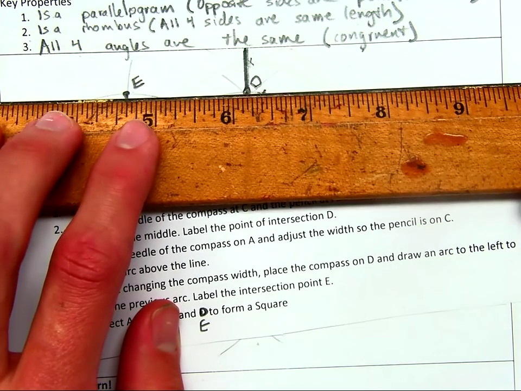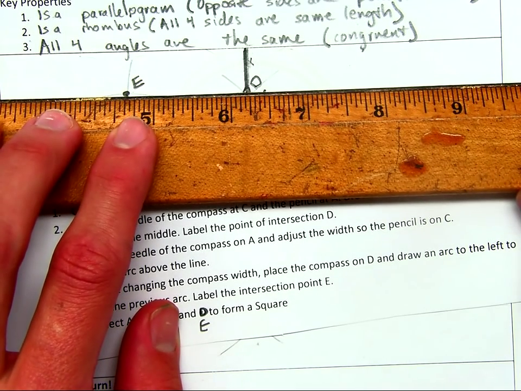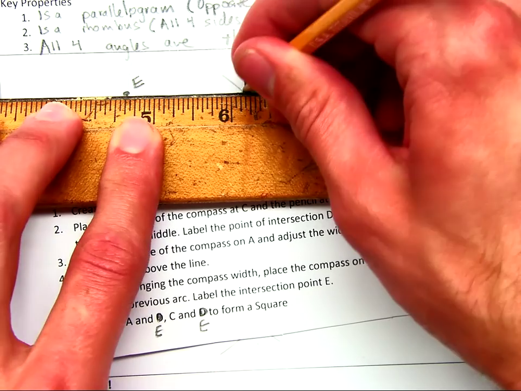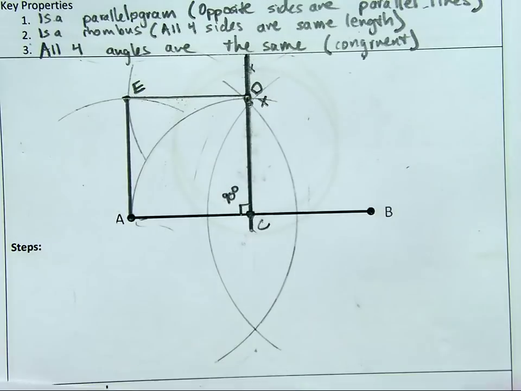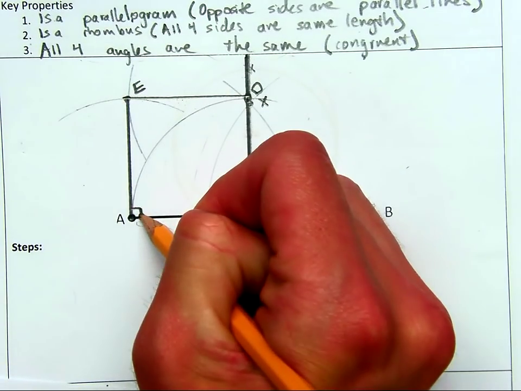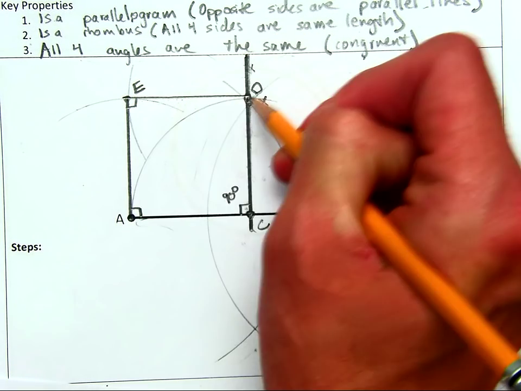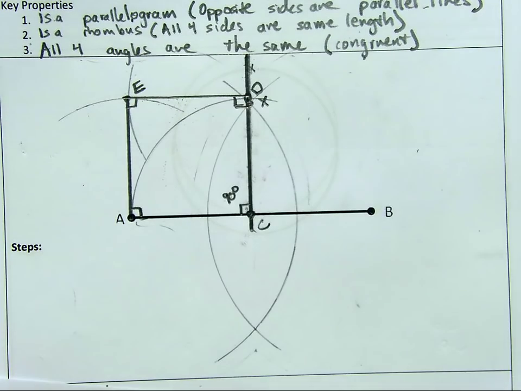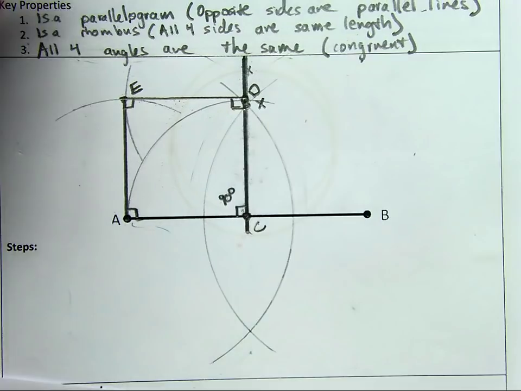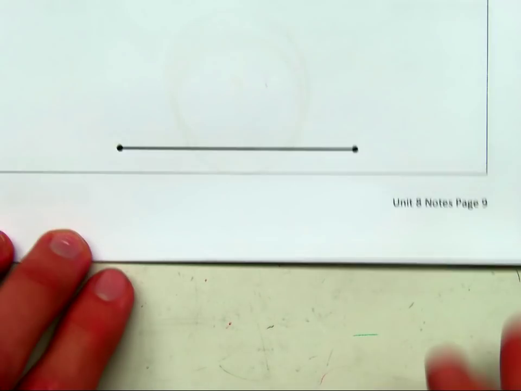Now the cool thing about a square is all the angles you just made are going to be 90 degrees. So even though we only created one 90-degree angle with our bisector, the square guarantees that all 4 of these are the same. Alright, give it a shot. Try it again. Your turn.